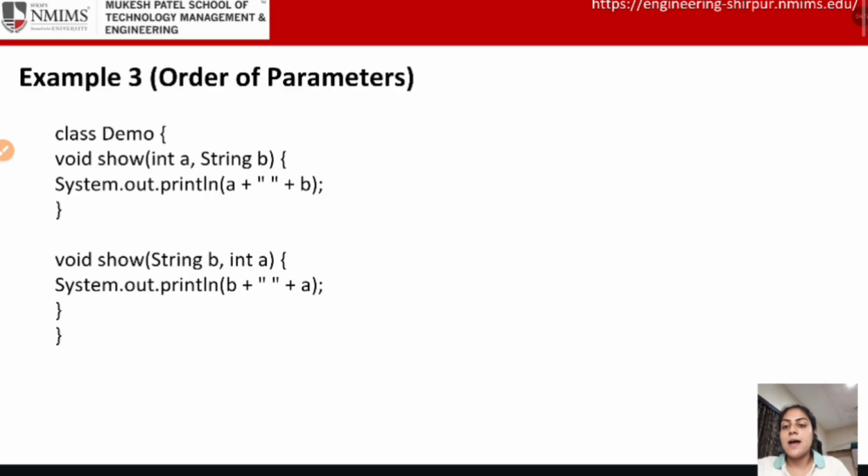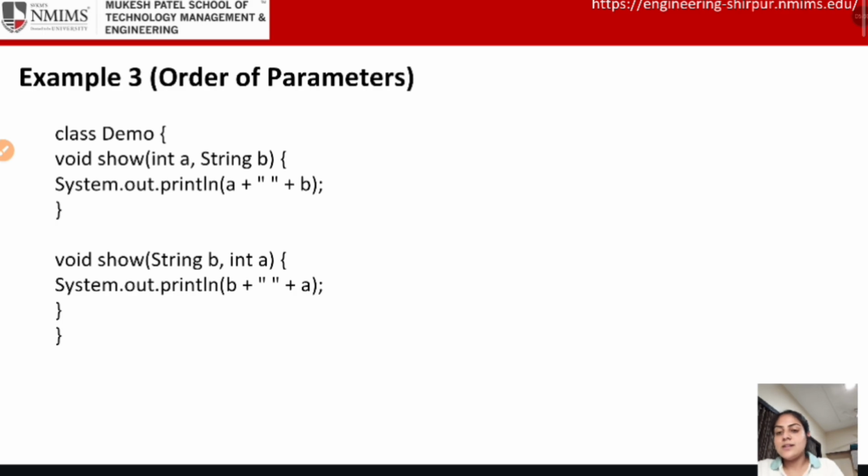Now moving to example number 3, order of parameters. Here the method name is the same but the order of parameters is different. In one method the order is integer then string, and in the other it is string then integer. So Java treats them as different methods.